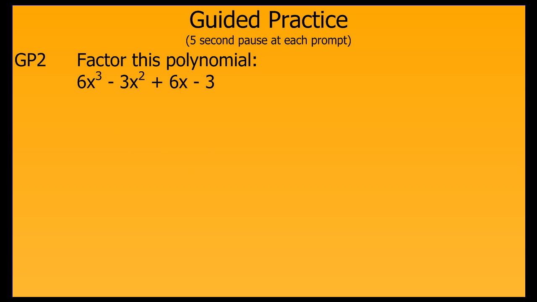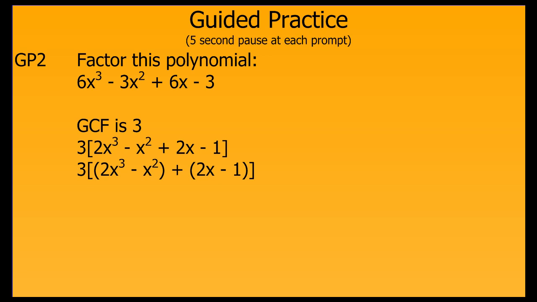Let's try another one. What do we do first? Well, what we always do first is we look for a GCF of all the terms. In this case, there is one. Hopefully you notice that 3 goes into all 4 of those terms. Now what? Now we group the remaining polynomials into groups of 2.